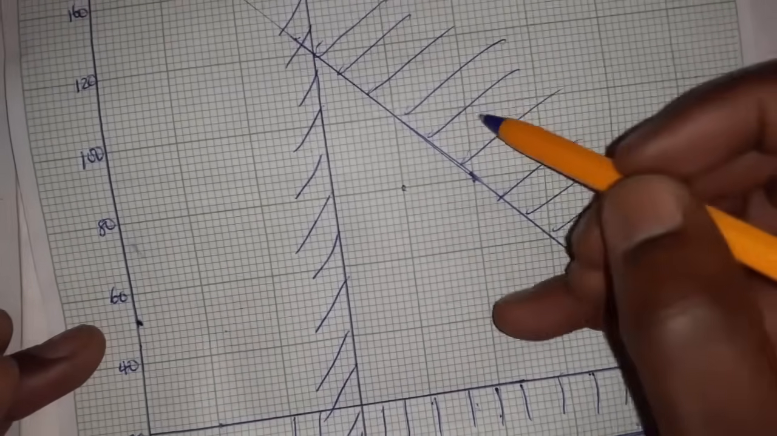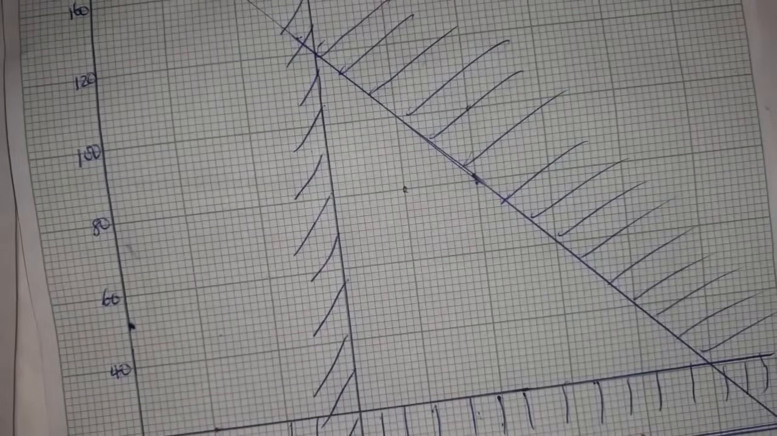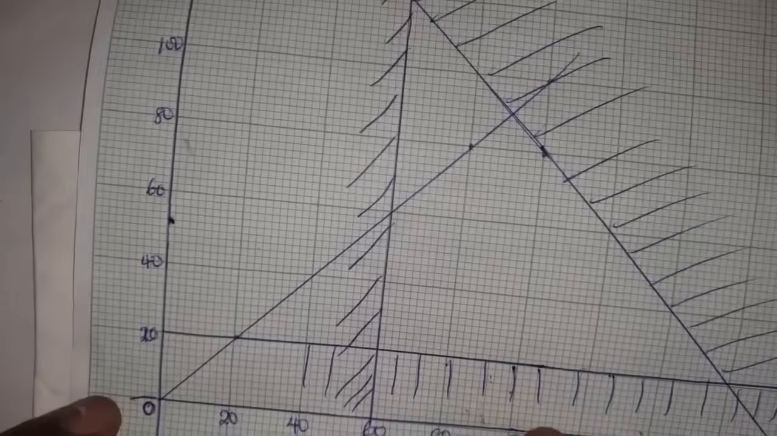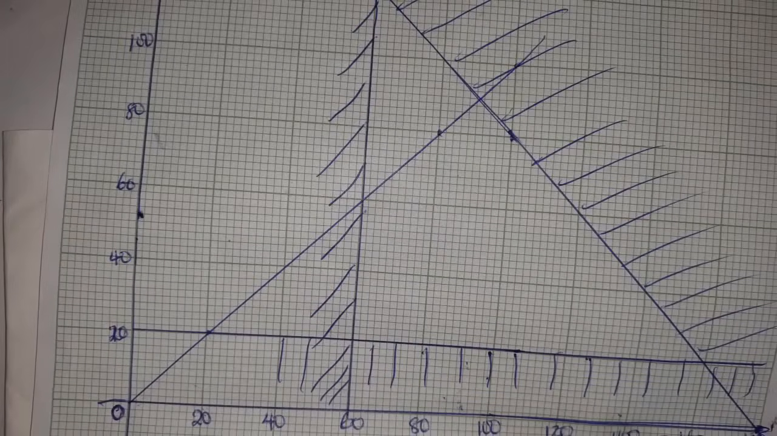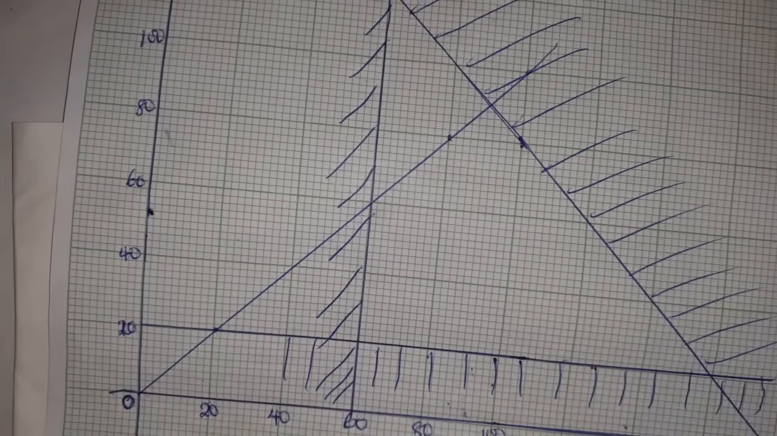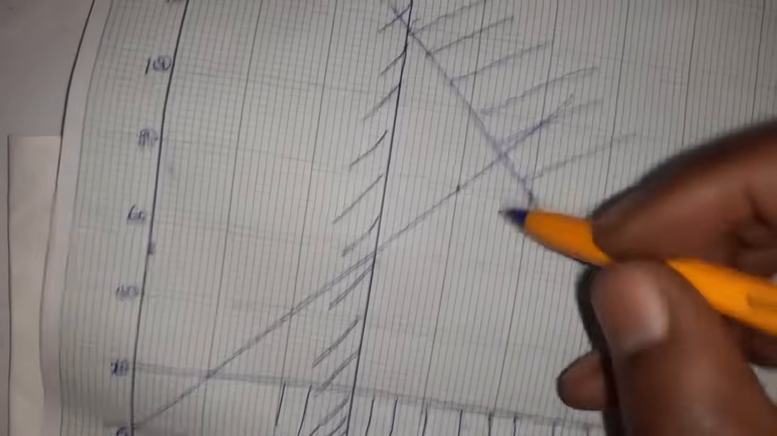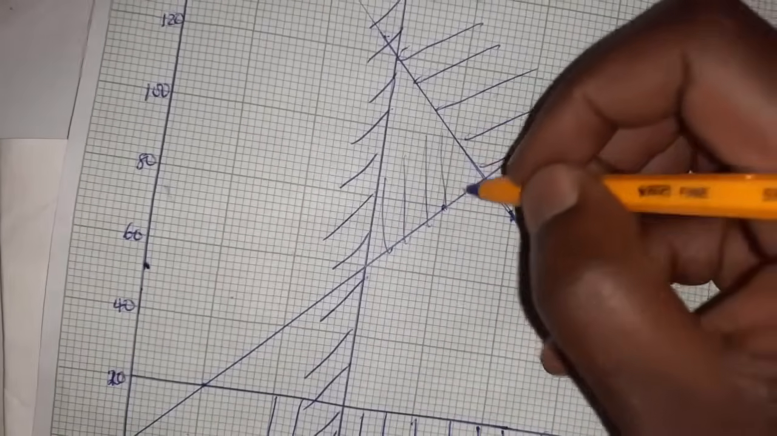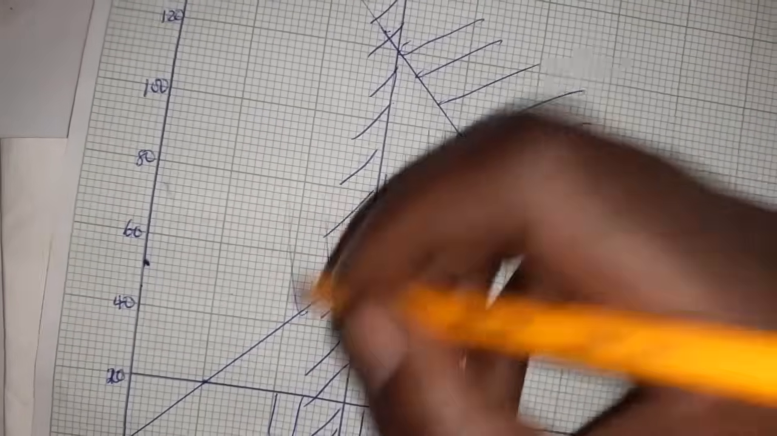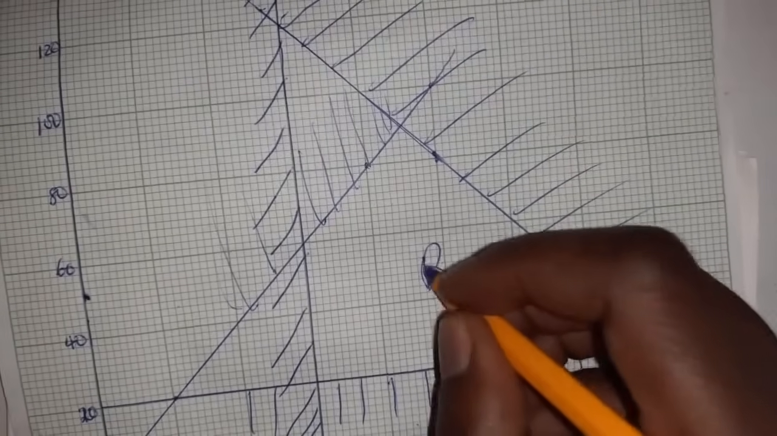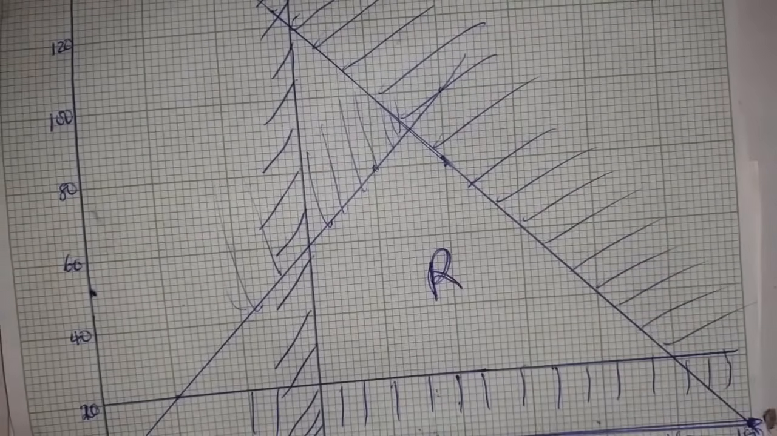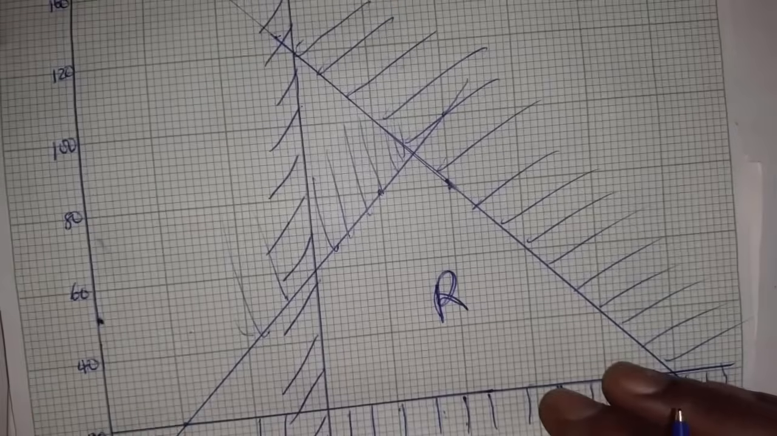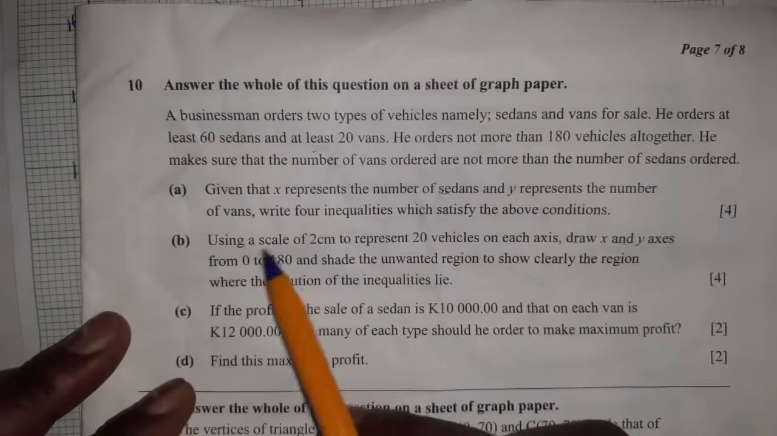(100, 100), this one. So you don't even need to. Okay, so it will be this. So you shade. You see the region that we want is going to be this one here.